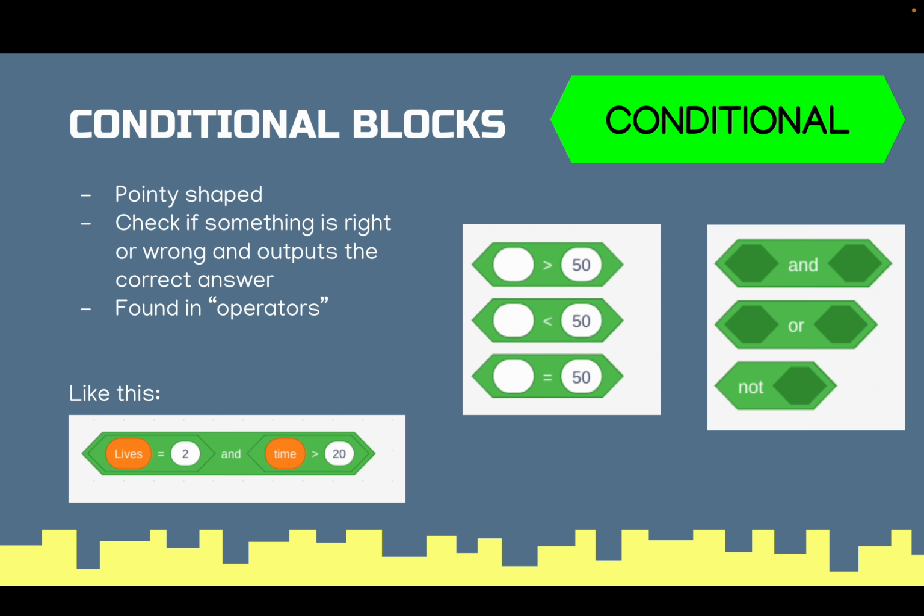And what do they do? They check if something is right or wrong and output the correct answer. If you know what a Boolean is, that's basically what a conditional block is. It'll check if something is true or false, and then it'll tell you true or false.